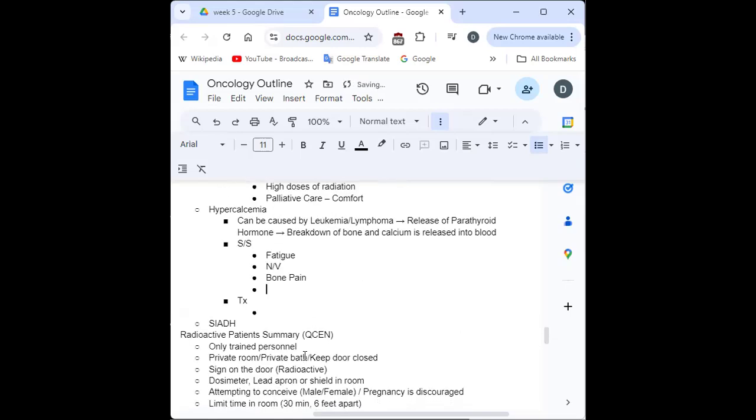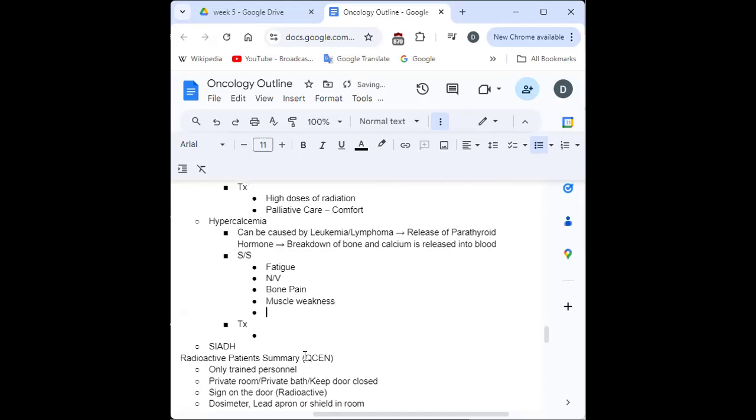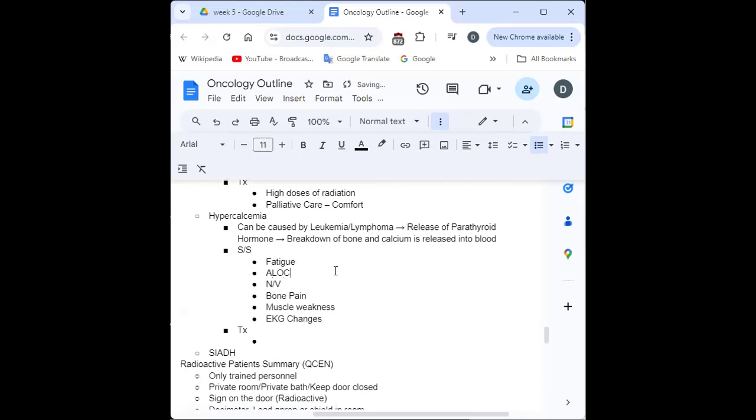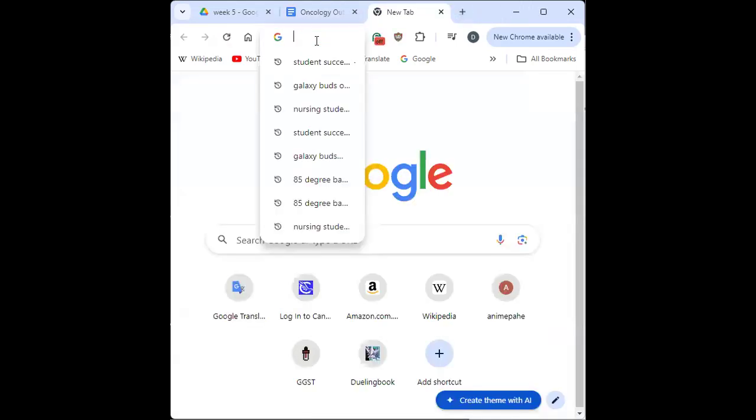Your calcium's also involved with muscle movement, so you can have muscle weakness. And your calcium can also involve your heart, so you might also have some dysrhythmias happening, with some altered level of consciousness. And just in case you guys are asked, I'm going to look up your two signs with hypercalcemia.